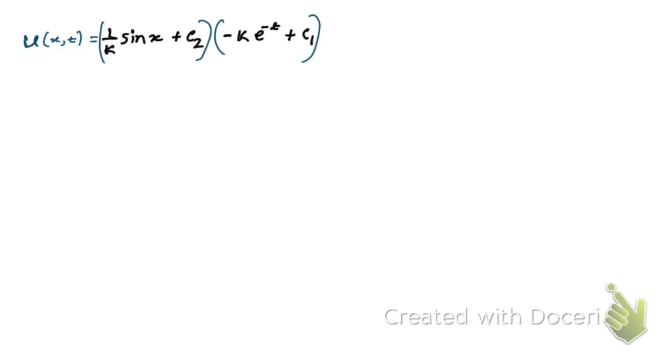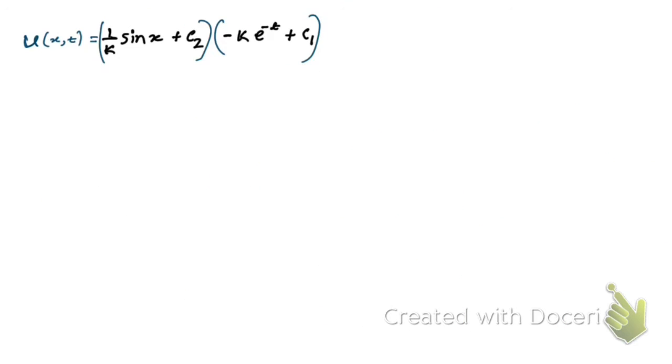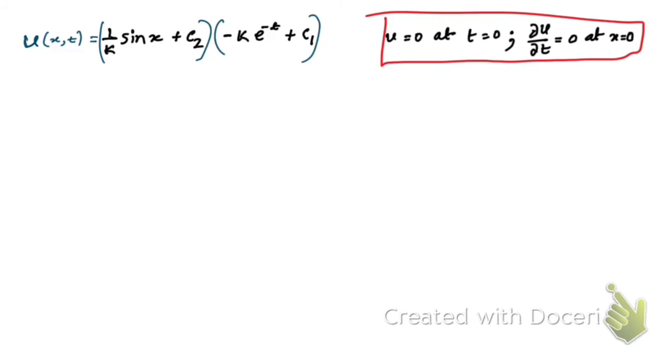Okay, so what are the given conditions? So these are the given conditions. Let me copy those conditions and go to the next slide. Here you see, these are the given conditions. Now it is given that when t is equal to 0, u is equal to 0.